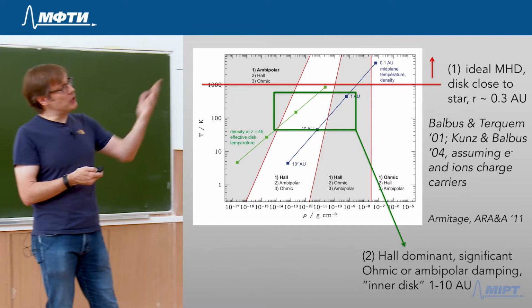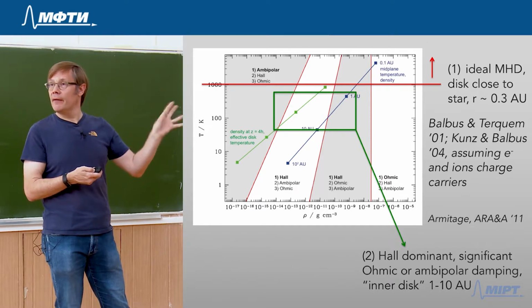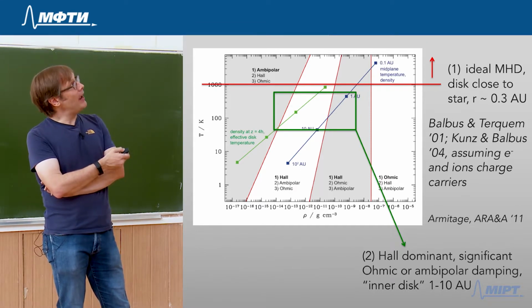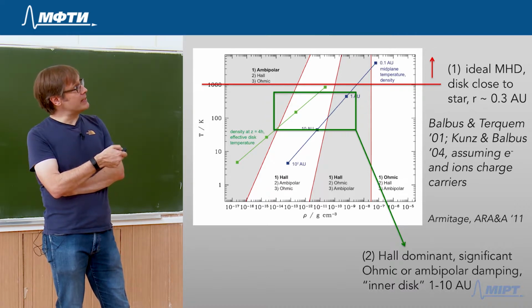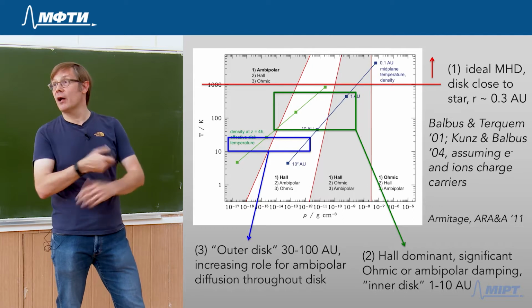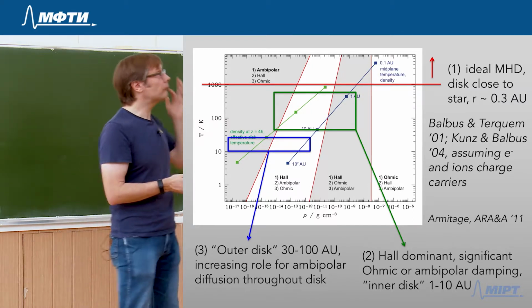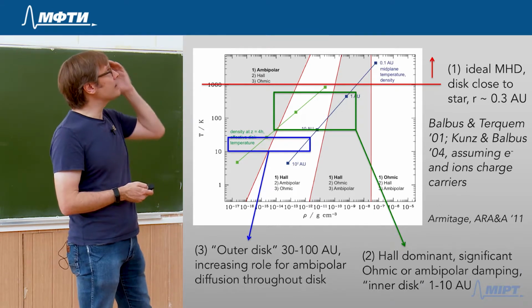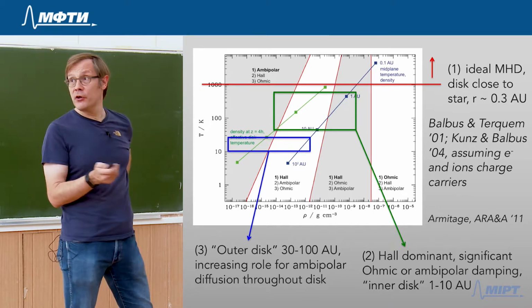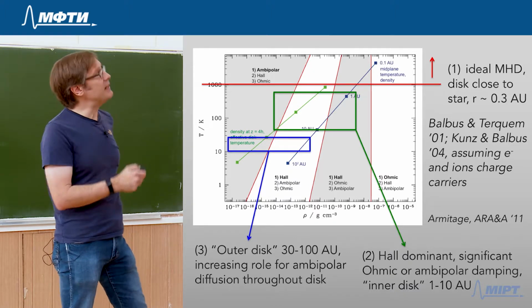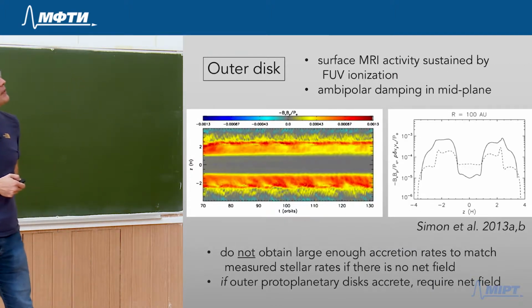Okay, so we have this inner region where the Hall effect, and then some of the other terms are also important. If we go to the outer disk, so on larger scales, we're at much lower densities, and ambipolar diffusion starts to become the dominant thing that is going on. Okay, so what effects do those terms have? Let me just briefly say something about ambipolar diffusion in the outer disk.